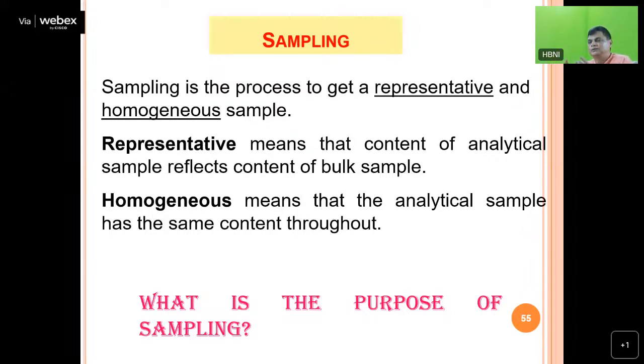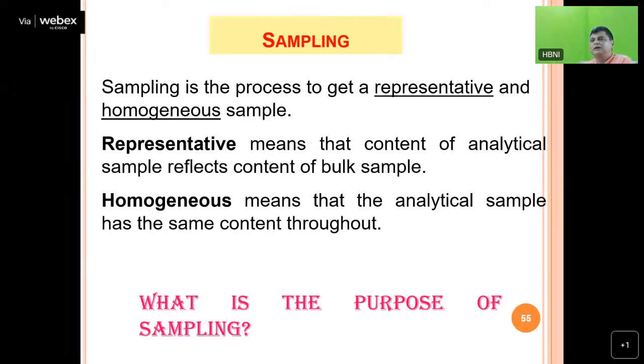What do you mean by homogeneous? Suppose you are interested in a particular analysis, in a synthetic material you have prepared. Okay, you have prepared a drug, and in that drug, zinc is a very important part. So the concentration of the zinc in the whole bulk sample should be the same.